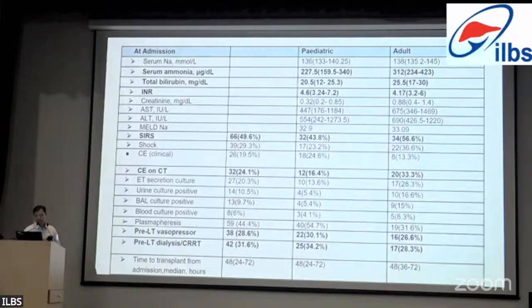Coming to the sepsis part, it is also very common in our setting. Most commonly the source is ET secretions and bowel culture positivity. Almost 50% of the patients in pediatric and 30% of the patients in adult had plasma exchange before being considered for liver transplantation. The vasopressor support was in almost 30% of the patients. Dialysis and CRRT, predominantly in view of hyperammonemia, is 31% of the patients. Time to transplantation from admission, median time is 48 hours after the first referral for liver transplantation.